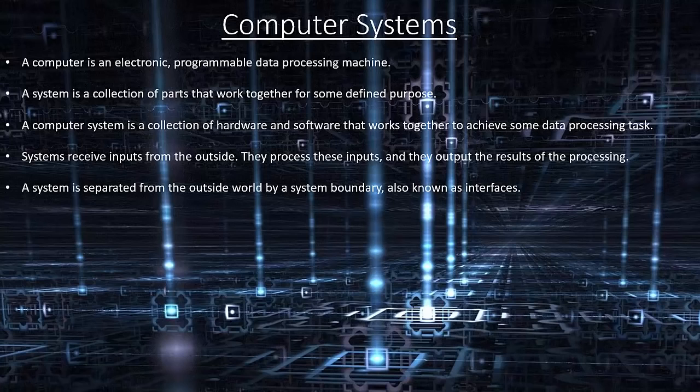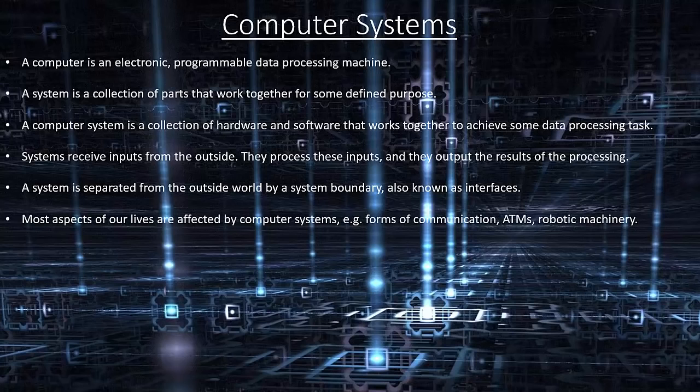A system is separated from the outside world by a system boundary, also known as interfaces. Most aspects of our lives are affected by computer systems, for example, forms of communication, ATMs, and robotic machinery.